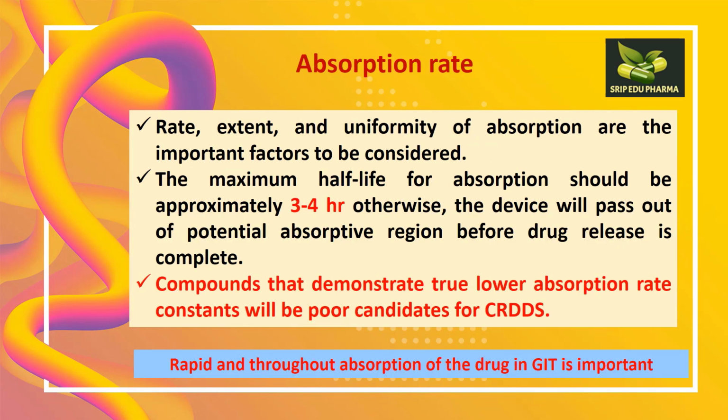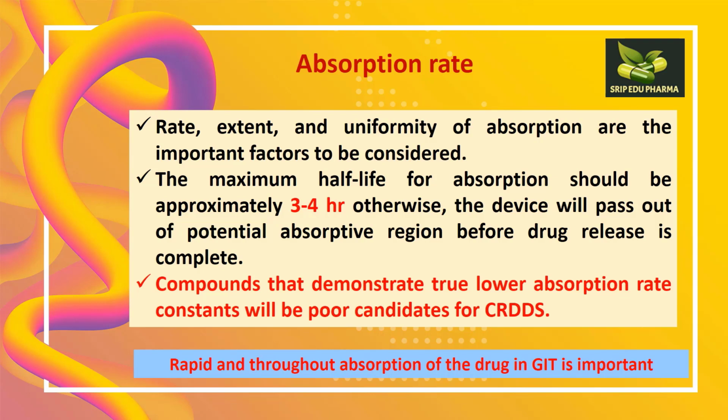Next parameter we will see is absorption rate. The rate, extent and uniformity of absorption are very important factors that have to be considered while designing. In the previous video, we had seen that in conventional dosage form, the rate limiting step in drug delivery is absorption. But in the case of controlled release, the rate limiting step is the release of the drug from the system. And rapid release is successful if the absorption rate is also high.